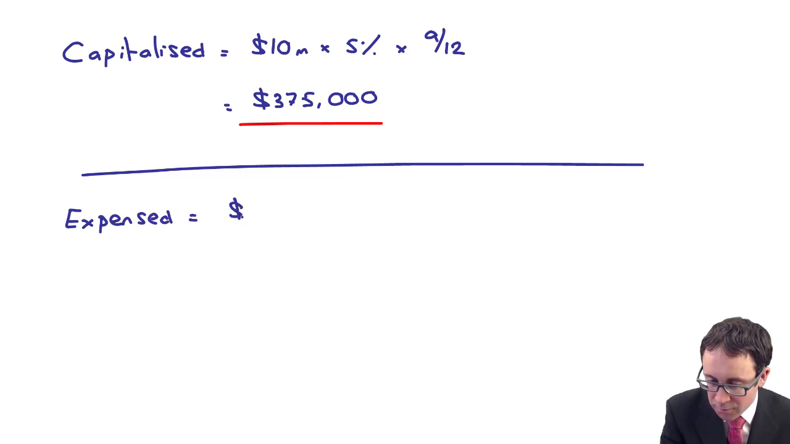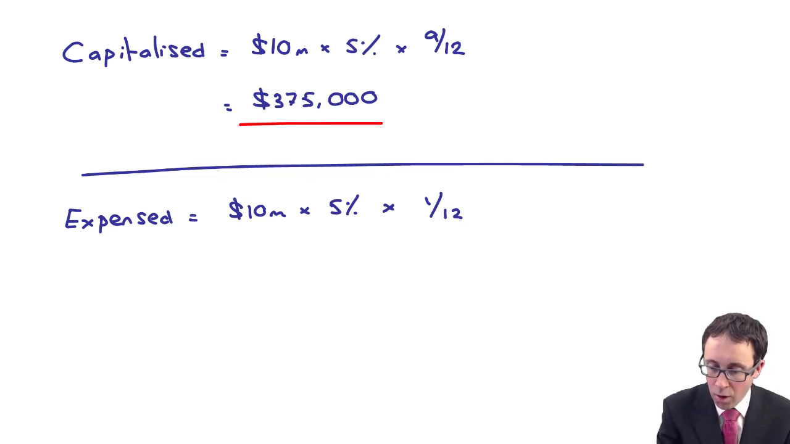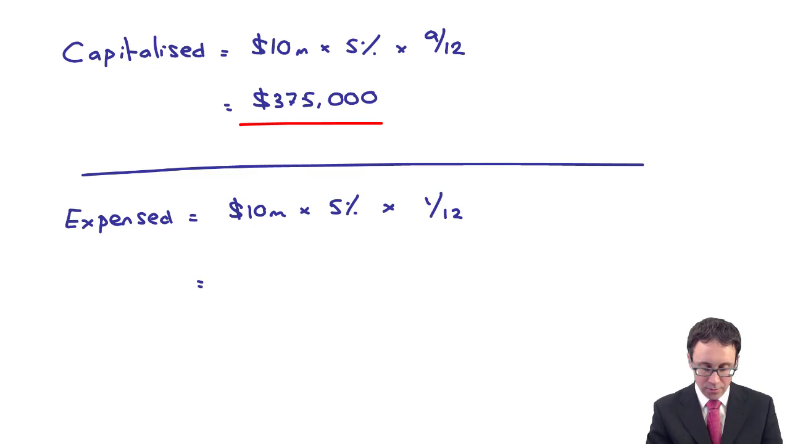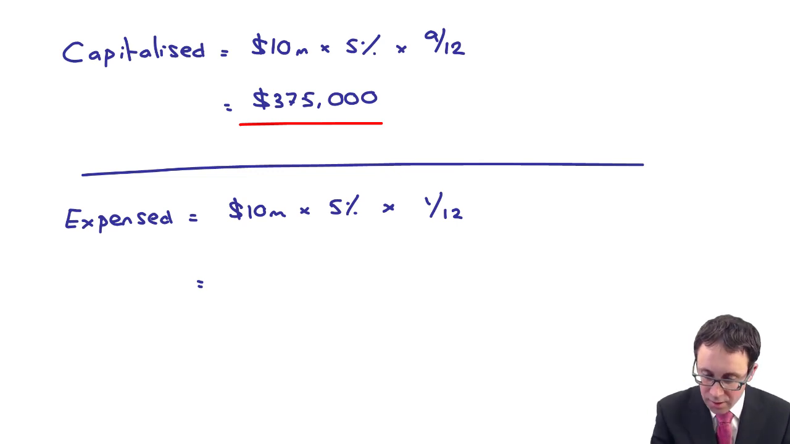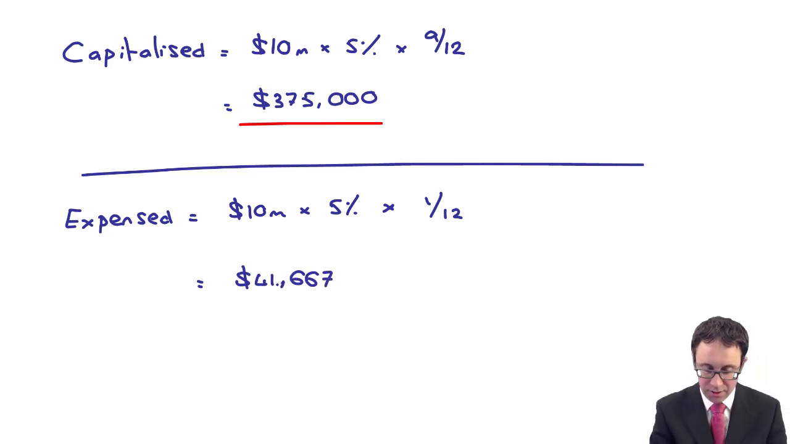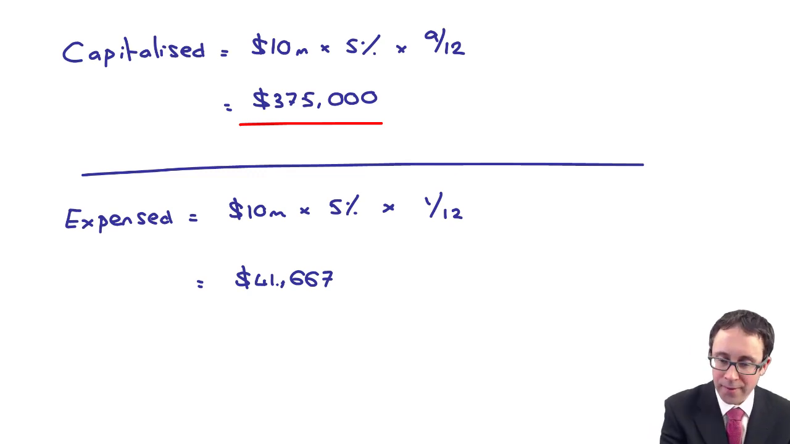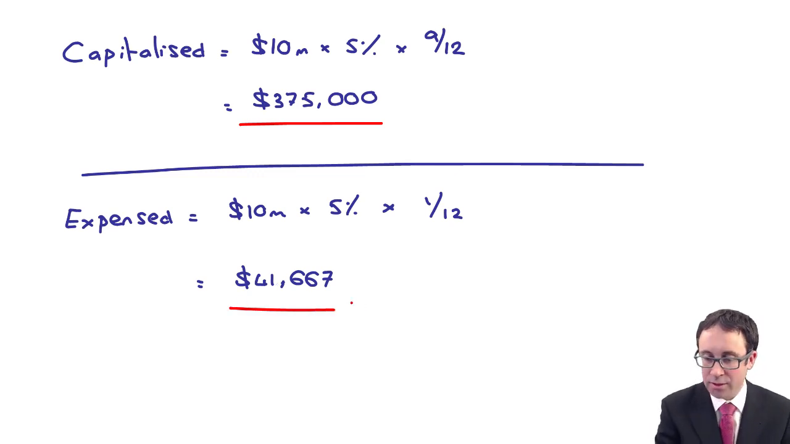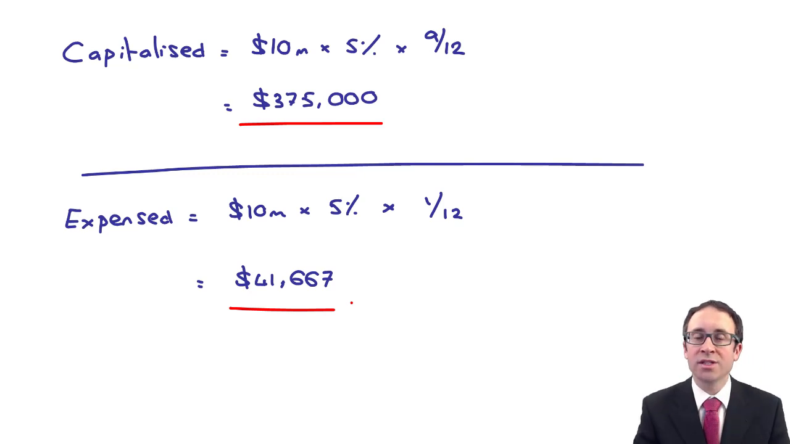what is going to be expensed in the year is 5%, but just for 1 month, isn't it? Okay, so what have we got? 10 million times 0.05 divided by 12 is 41,667. Okay, there we go. Excellent. So to answer the question, the amount that was capitalized was 375,000.